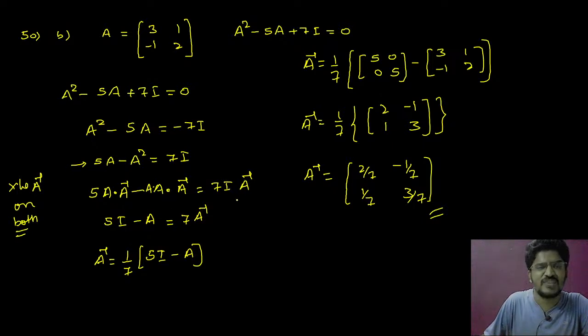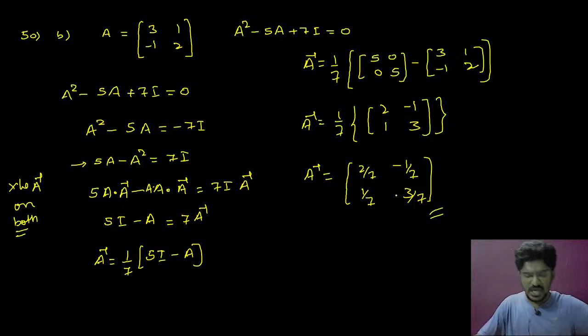I means identity matrix. So 5I minus a equal to 7 into a inverse. Take 7 on this side, it will be 1 by 7 into 5I minus a. 5 into I is 5, 0, 0, 5. And a is given 3, 1, minus 1, 2. So now from this you can take 5 minus 3 is 2, 0 minus 1 is minus 1, 0 minus of minus 1 is plus 1, 5 minus 2 is 3. Clear? So by taking this, you will get your a inverse.